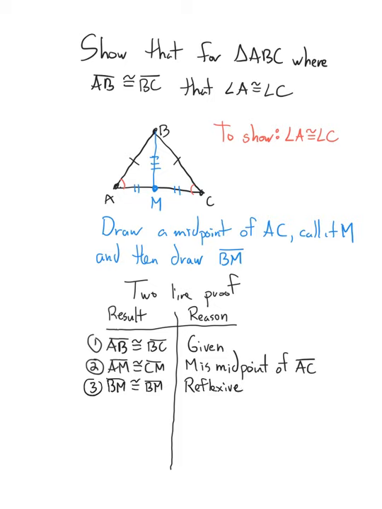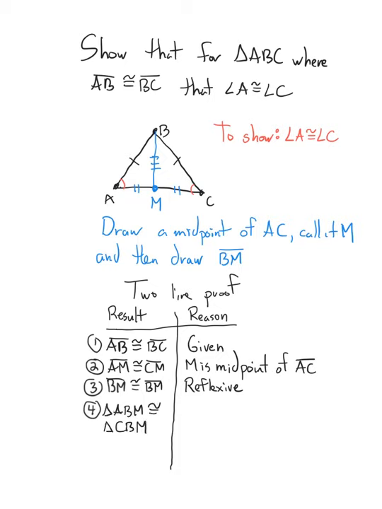So, what do I have here? I can reason from that that, well, AB is congruent to CB, AM is congruent to CM, and BM is congruent to BM. So I have this correspondence of vertices. So A corresponds to C, B corresponds to B, and M corresponds to M. So I can say that triangle ABM is congruent to triangle CBM.